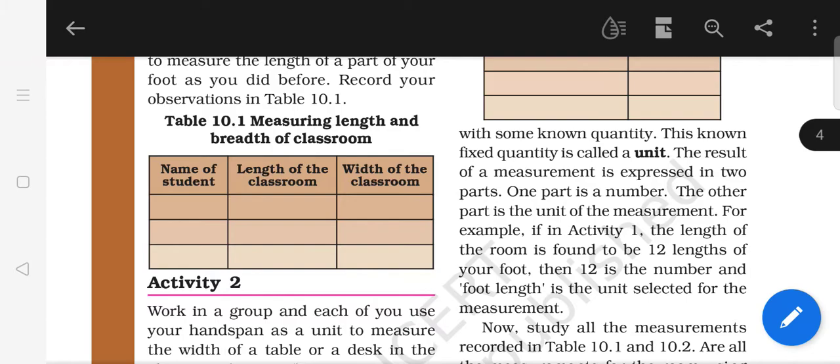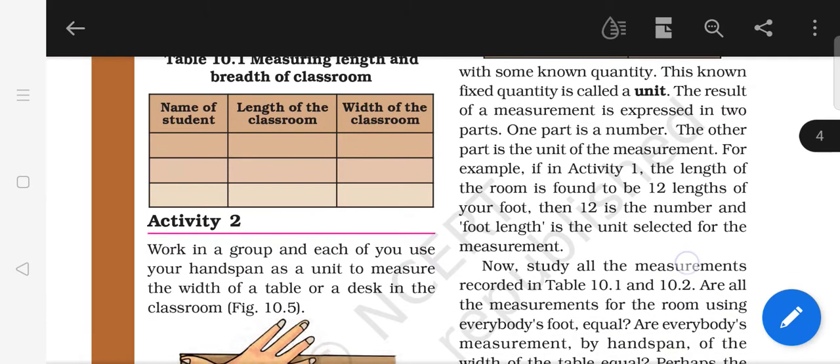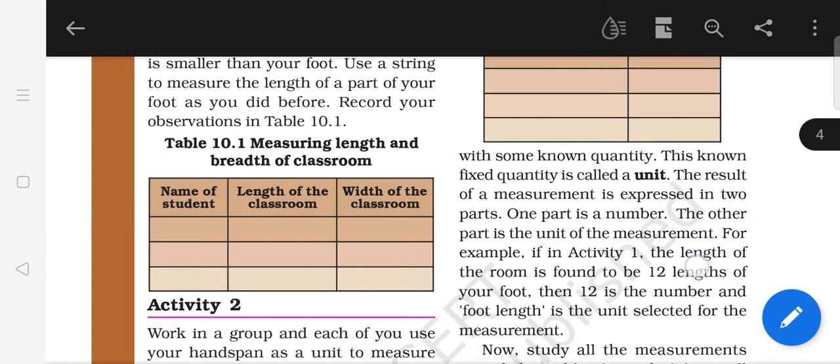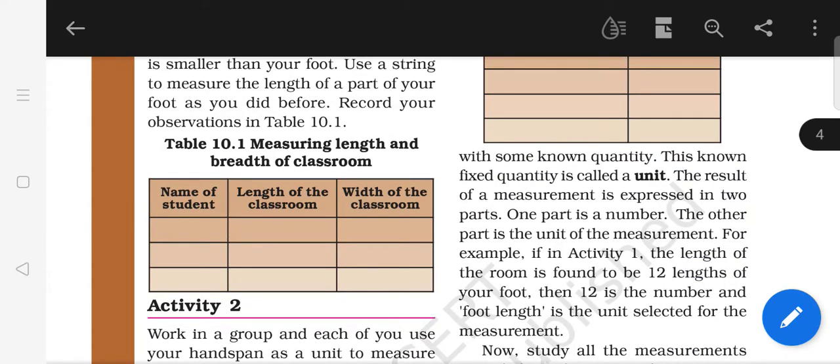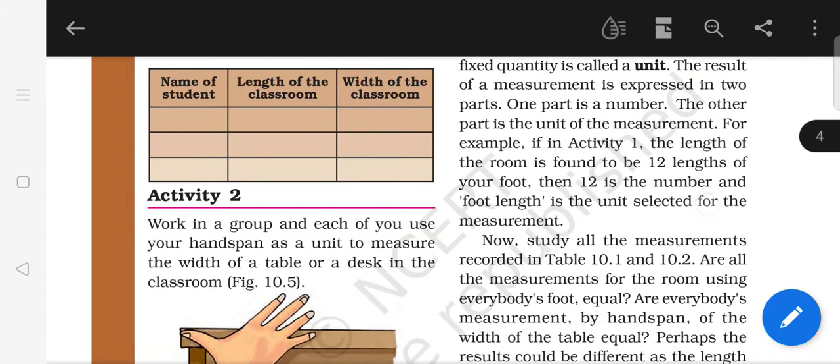Name of the member, length of the room according to their feet, and width of the room. What will you get from this table? Children, you will find that different people will give you different measures, different numbers of feet. So you will be finding different lengths by every person.